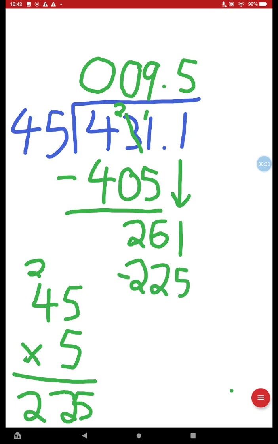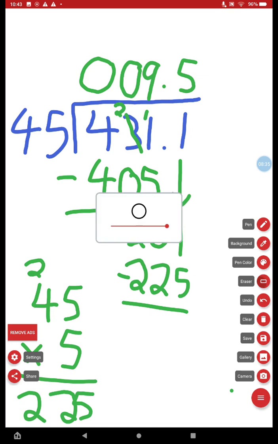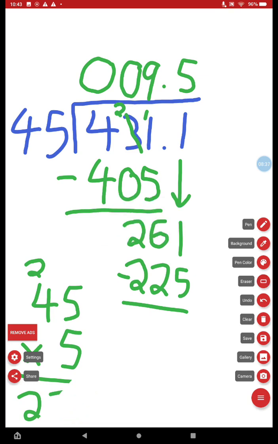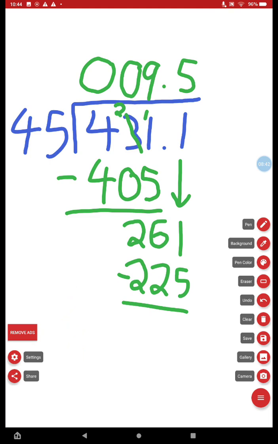And I subtract. Again, so that you don't get confused with tons of numbers on my screen, I'm going to erase our little guess and check. All right. Let's do 261 subtract 225. Again, I have to borrow. This becomes a 5. This becomes an 11. 11 subtract 5 is 6. 5 subtract 2 is 3. 2 subtract 2 is nothing. Okay, so now I have 9.5, remainder 36.